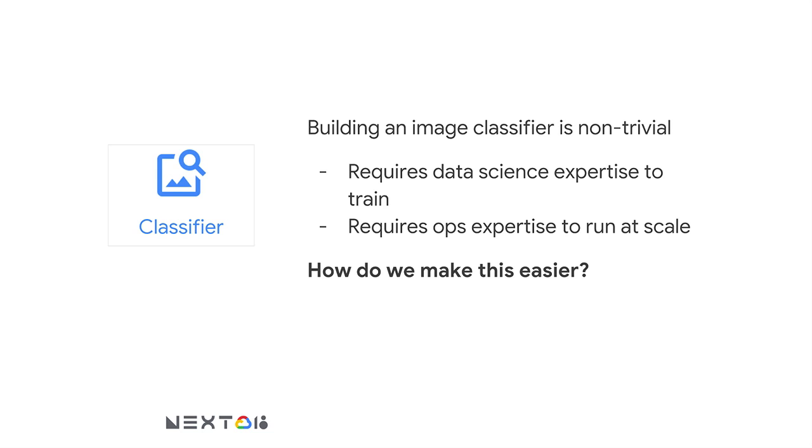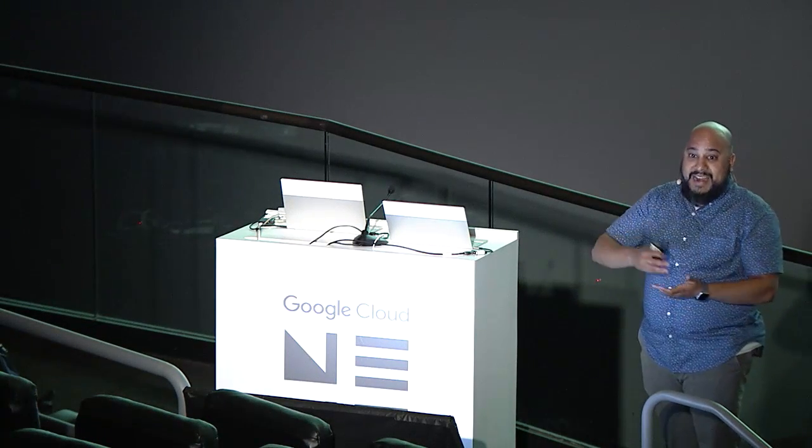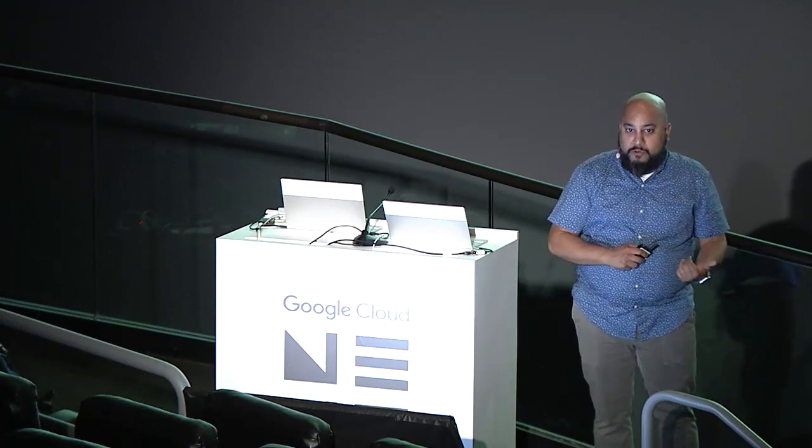All right, what about a classifier? It turns out building an image classifier is a non-trivial exercise, right? You need a lot of data science expertise and understanding to build and train a model. And then you need a fair amount of ops expertise to really deploy and scale that model, and run it for a production use case like this. Think of a lot of cameras across a large store, a lot of team members, and now multiply that by 100 or 1,000. That's a lot it's got to process through and understand, so it's going to have to be very scalable and production ready. Well, how can we make this easier on the Google Cloud side?